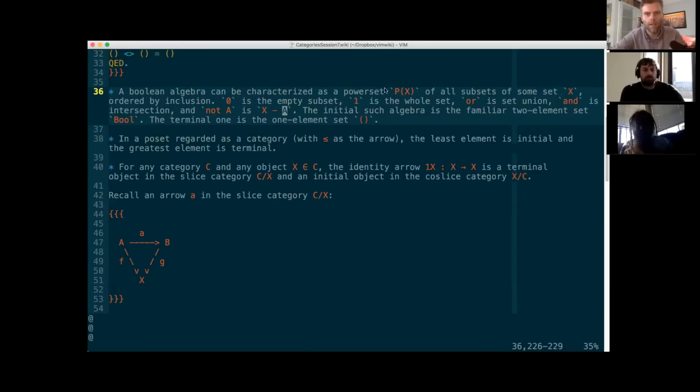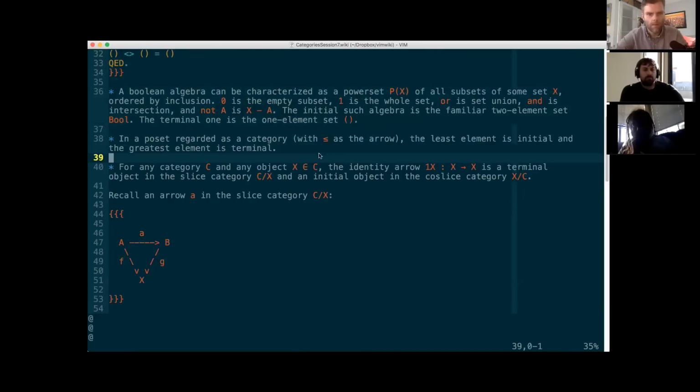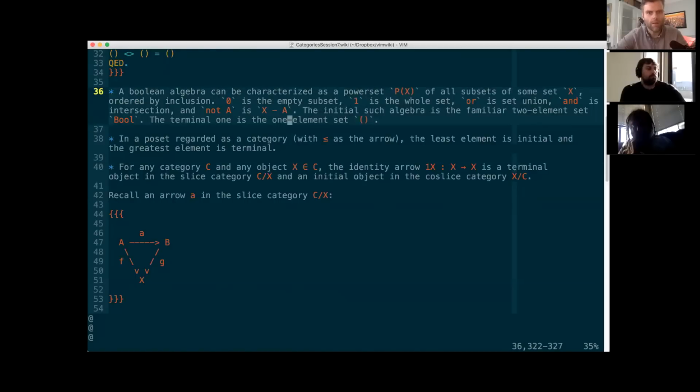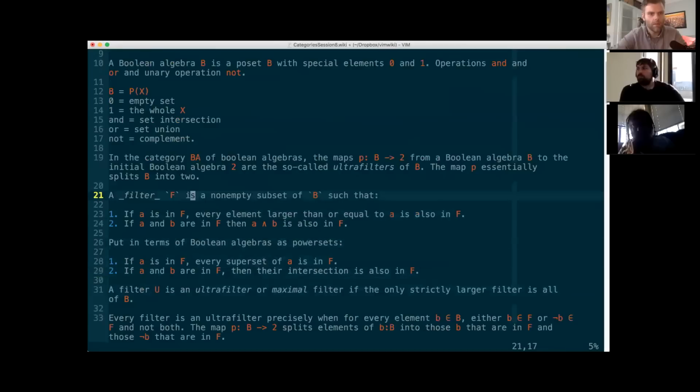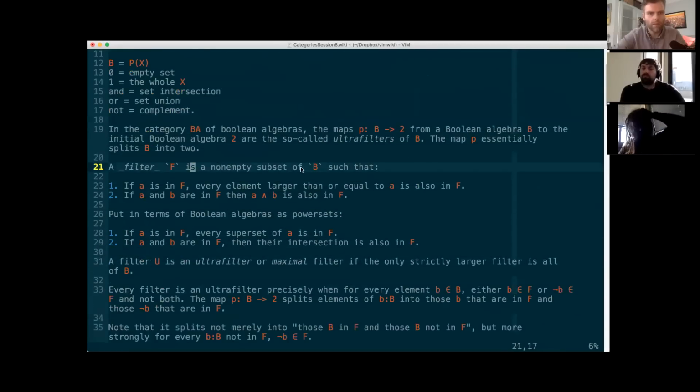So it's all the elements of X that are not in A. The initial such algebra is the familiar two-element set Bool, and the terminal one is the one-element set, where the true and the false, or the 0 and the 1, are both the same. And we can consider this a poset because the ordering is the subset relationship. Okay, so now we know what a Boolean algebra is. We can go back to this here, the category of Boolean algebras.